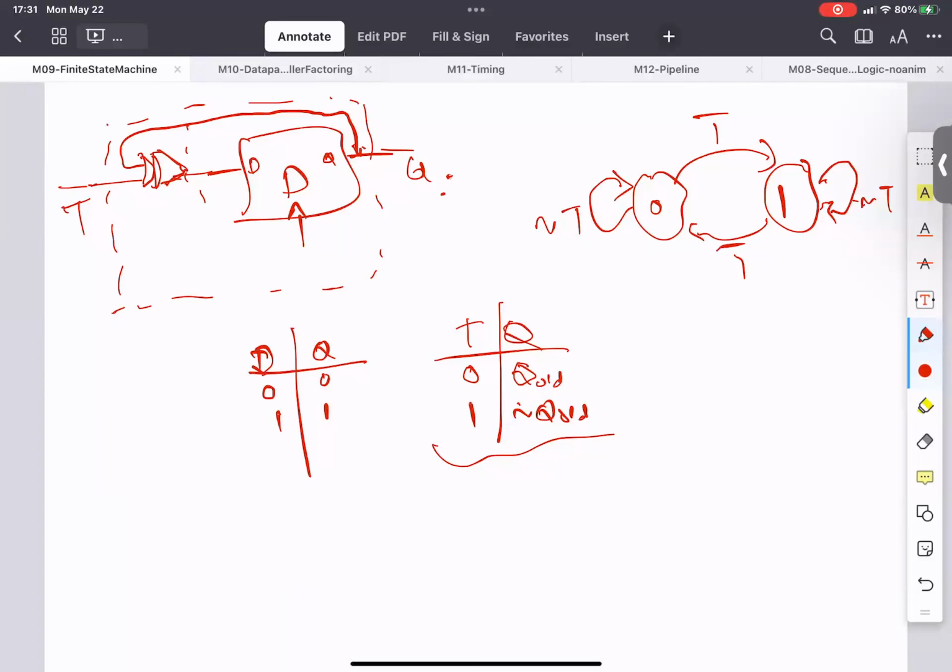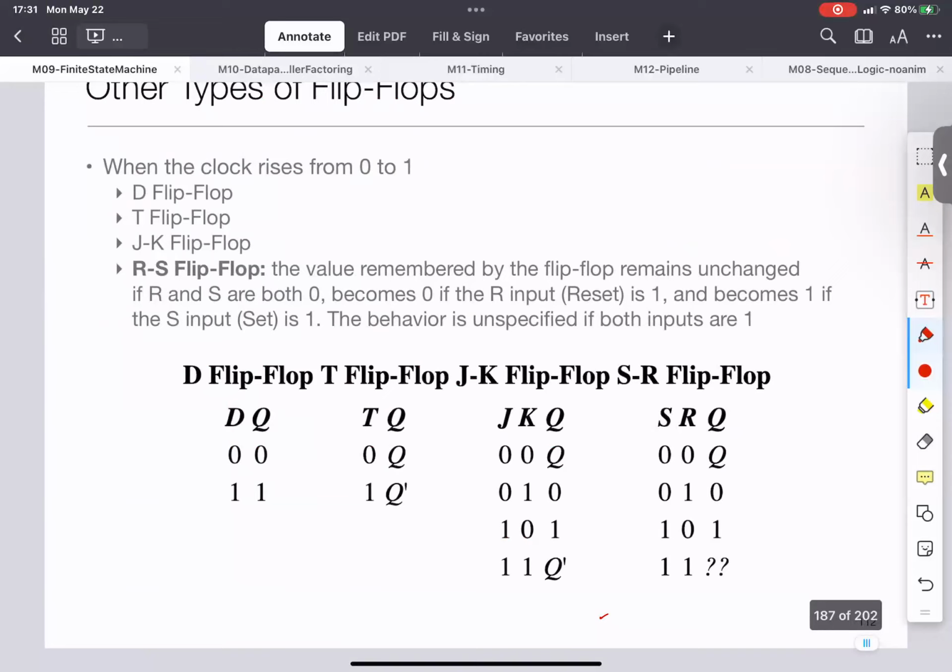What about JK flip-flop? Let's look at JK here. So what would be the state machine for JK? How many states are there in a JK flip-flop? It's a flip-flop, 1 bit. Sorry, 2 states, 1 bit, 0, 1, right? So 2 states. If I'm in state 0, that means Q is 0. Under what condition is the next state also 0?